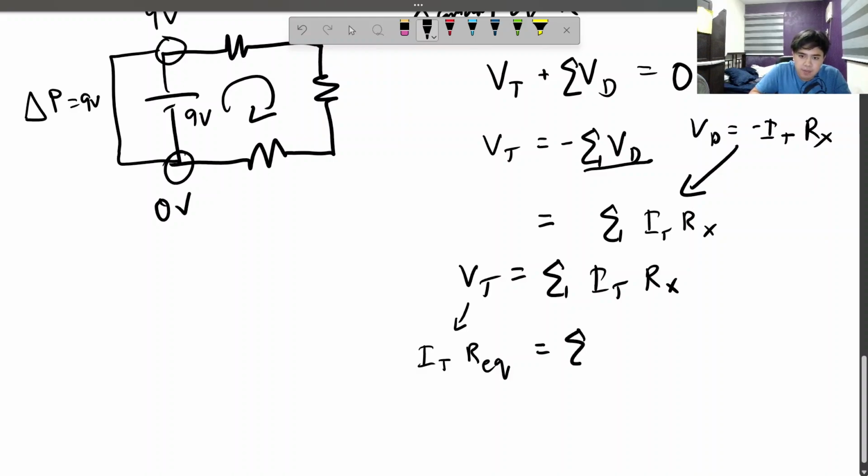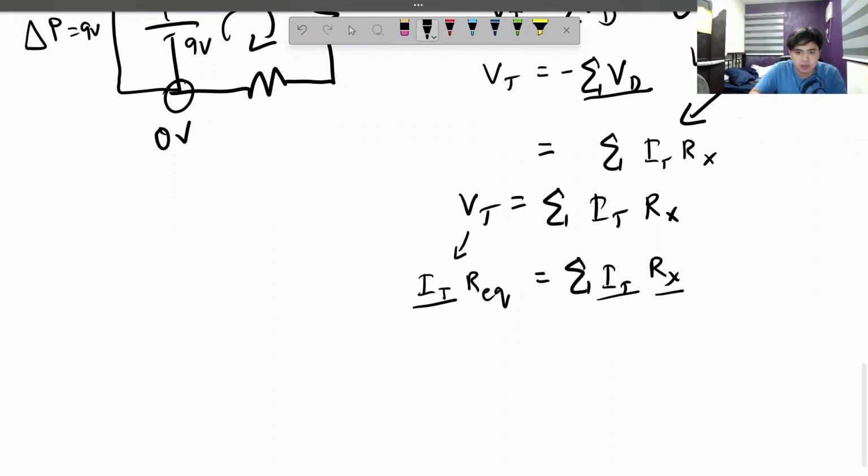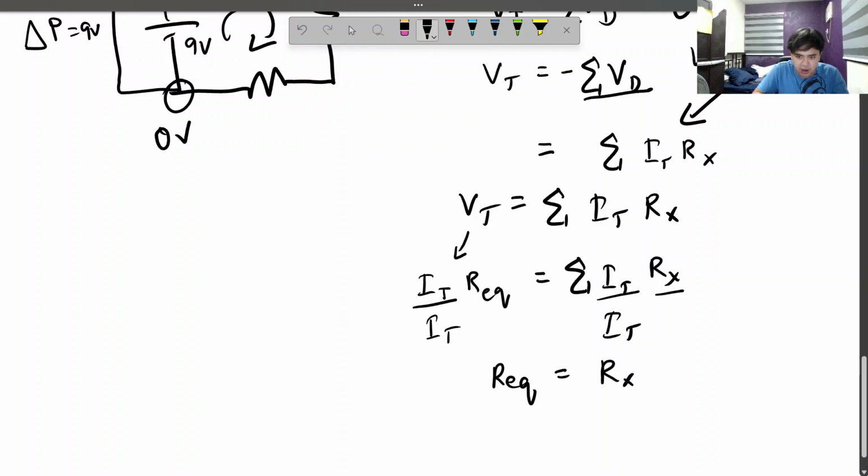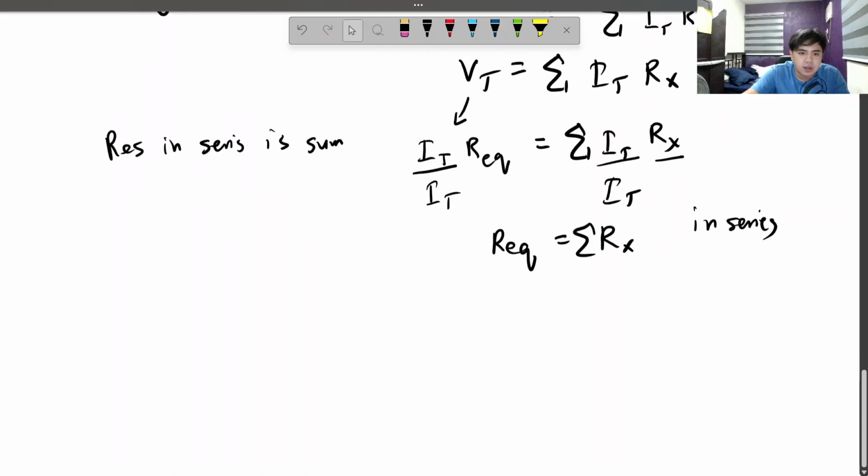This is equal to the sum of IT times RX. IT is constant in here since they're all the same. RX differs. So what we can conclude is that if we divide both sides by IT, we get R equivalent is equal to the sum of RX in series. So resistances in series is a sum, or we add all of them up.